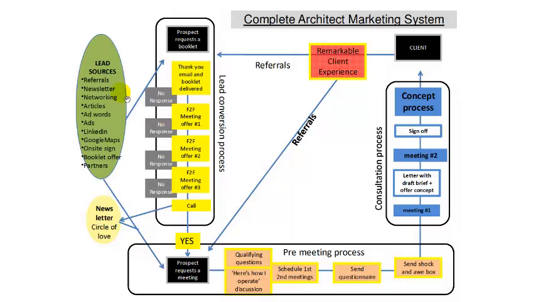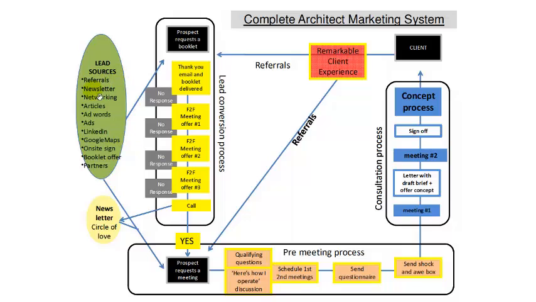What we have over here on the left-hand side is where the clients start out. Over here on the right-hand side, this is where we want to get them. So briefly, I wanted to discuss this process and go a little in depth into what happens here and what this means. Depending on what kind of architecture firm you run, you have your lead sources over here on the left-hand side. These could be referrals, a newsletter, networking, articles published in magazines or newspapers, paid ads, LinkedIn, your job site sign, a booklet offer, or partners.